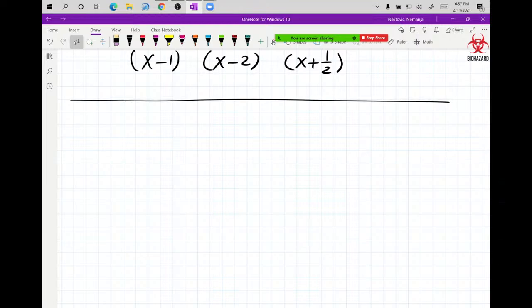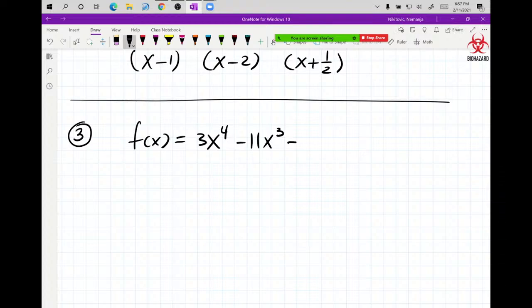I just want to try one of these higher exponents. Let's do something with x to the 4th. Here, number 3 has a couple of them. So your f of x is equal to 3x to the 4th minus 11x cubed, minus x squared plus 19x, plus 6.